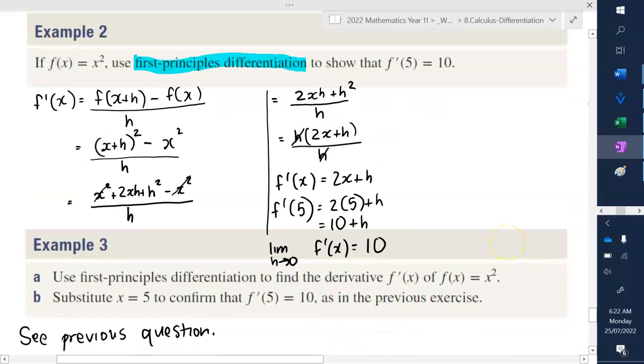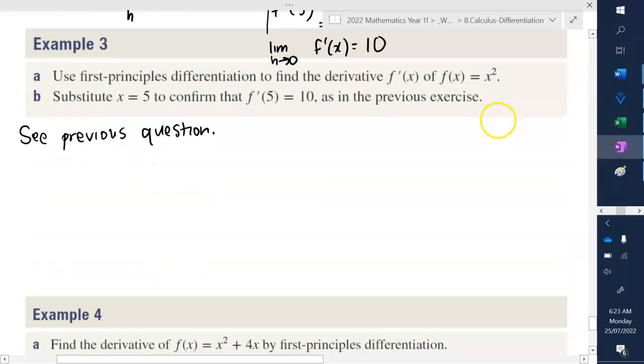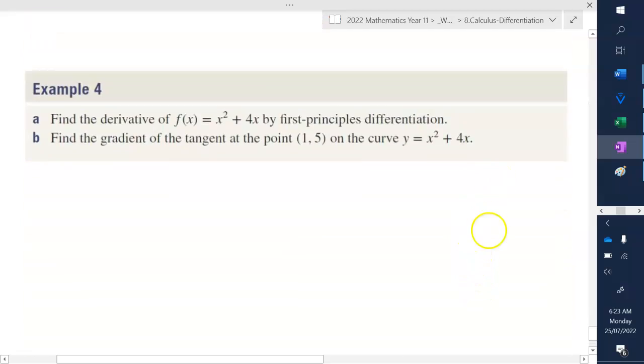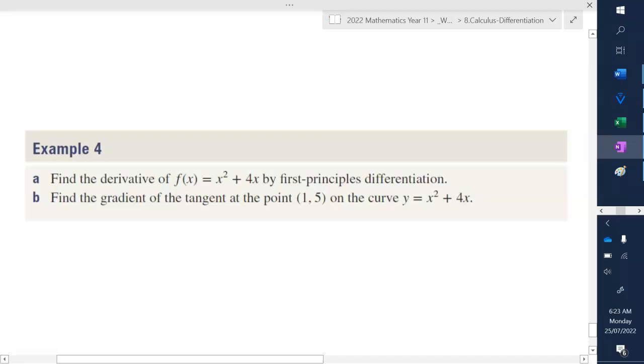Personally, I like that first way better, and that's how my brain thinks it through. Let's differentiate and let's put our function values in. Okay, let's look at 4, and that's our last one for today. Find the derivative of f of x equals x squared plus 4x via first principles. Let's write the rule down first.